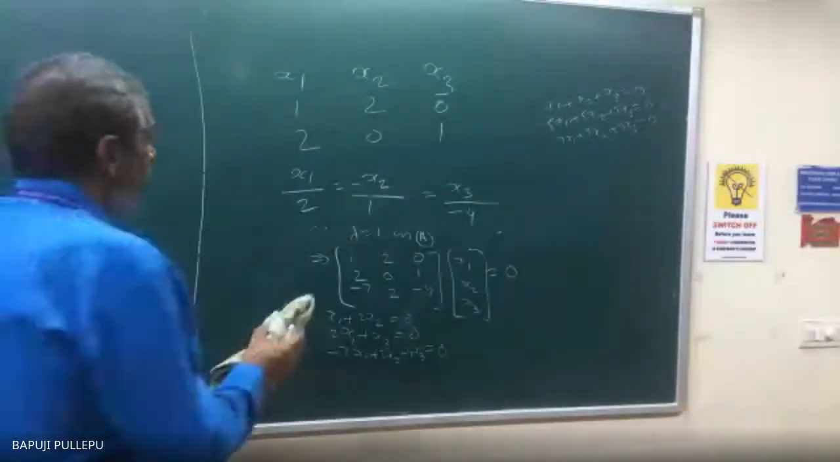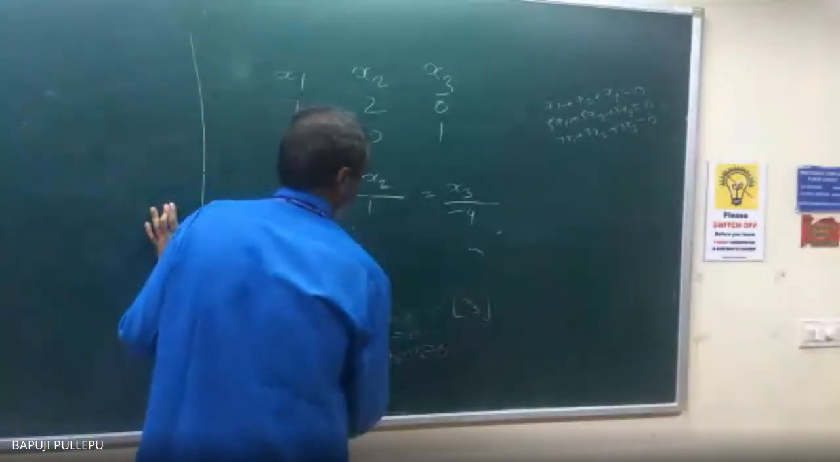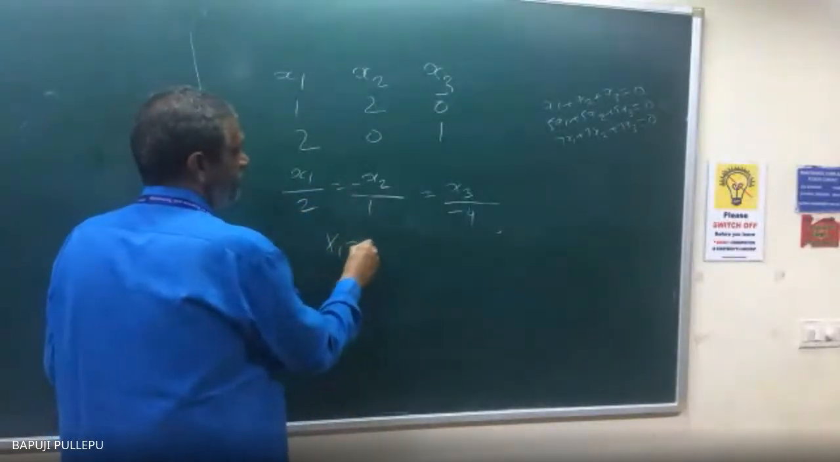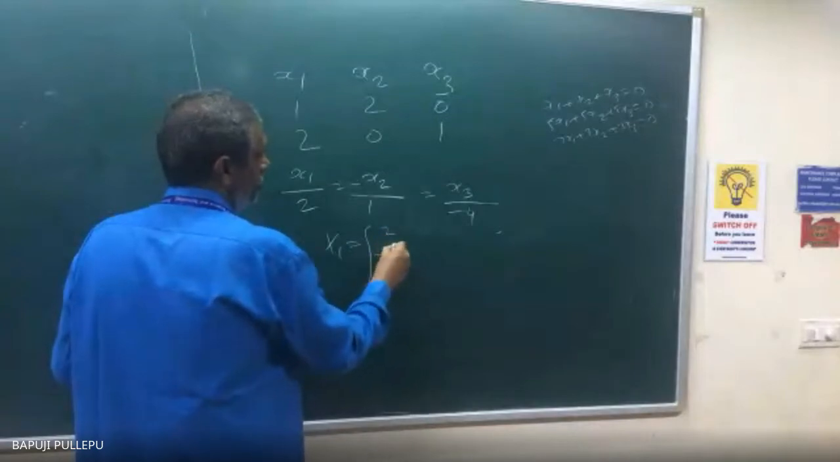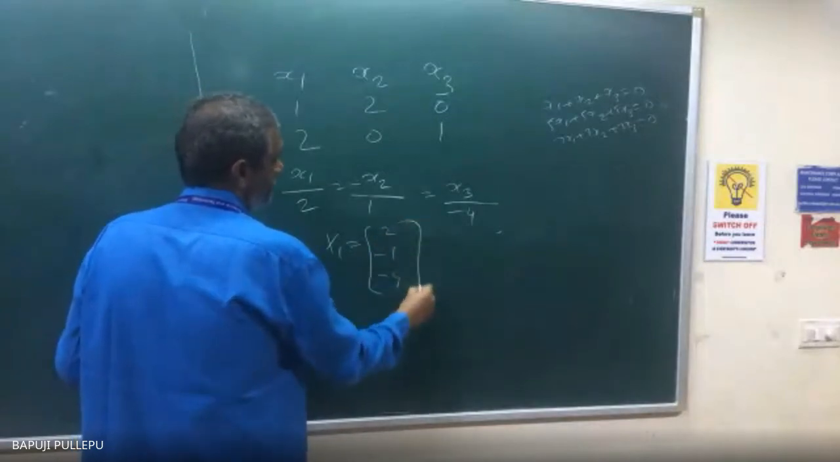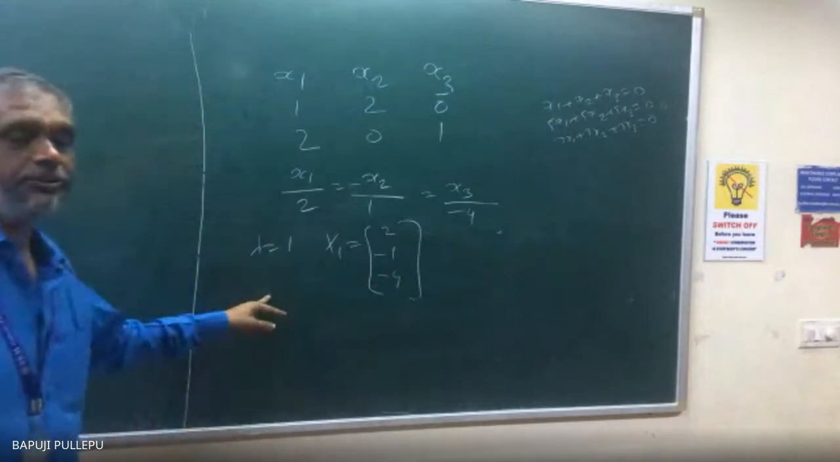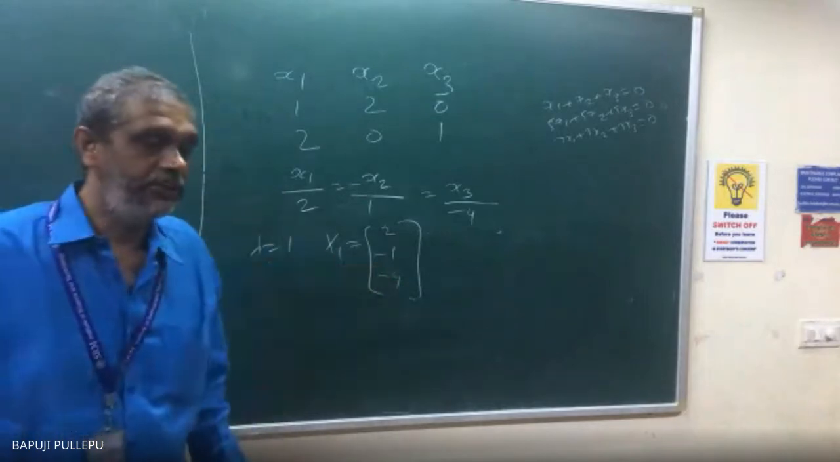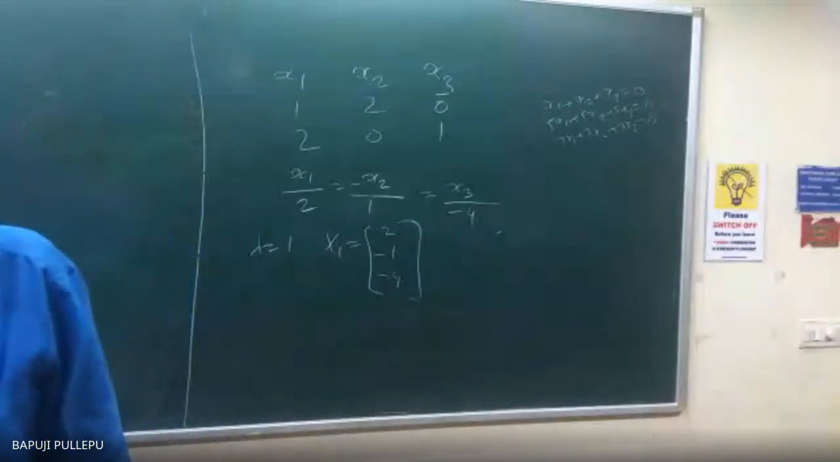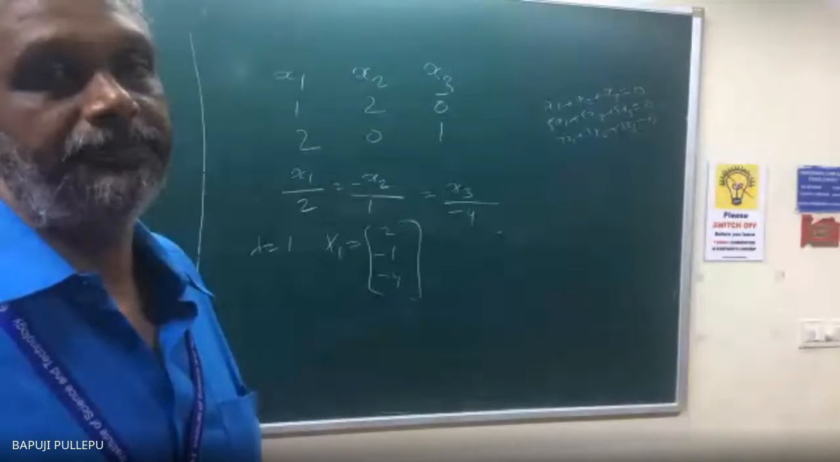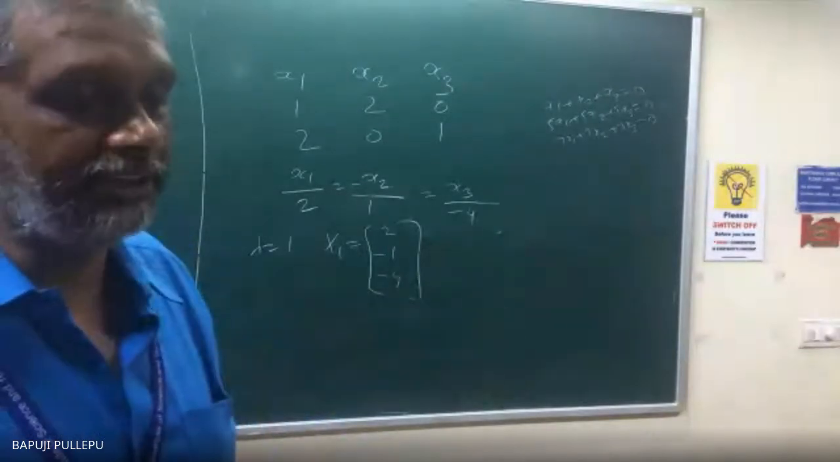So how will I write actually? Capital X1 is equal to 2, minus 1, minus 4. When lambda is equal to 1, the eigenvector is what? 2, minus 1, minus 4. Or you can write minus 2, 1, 4. Because each ratio is equal, nothing will happen.